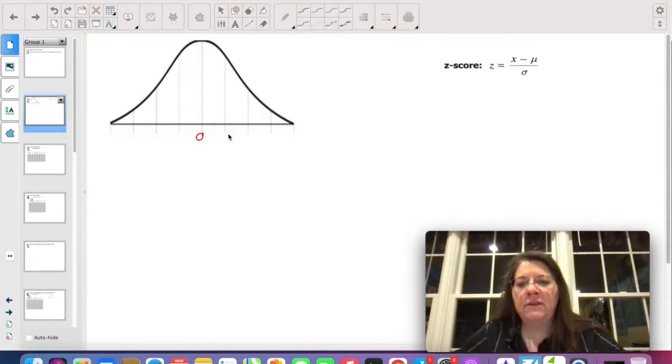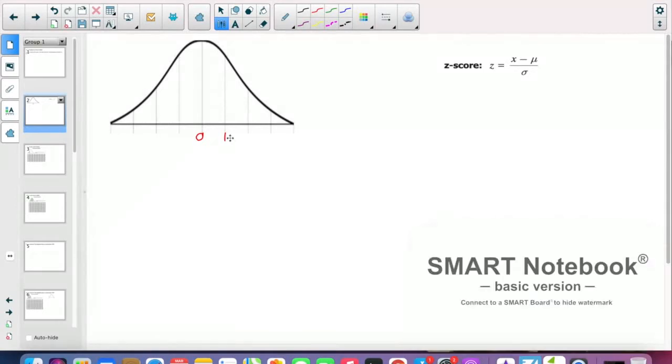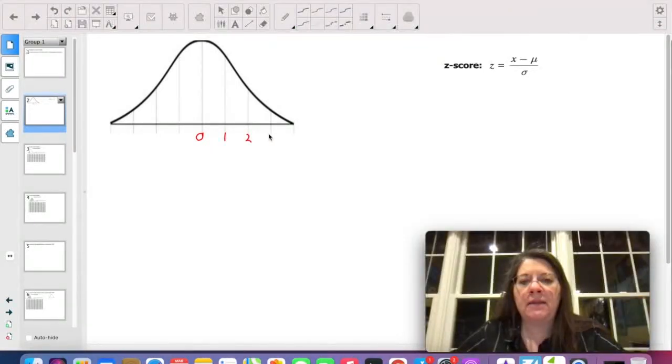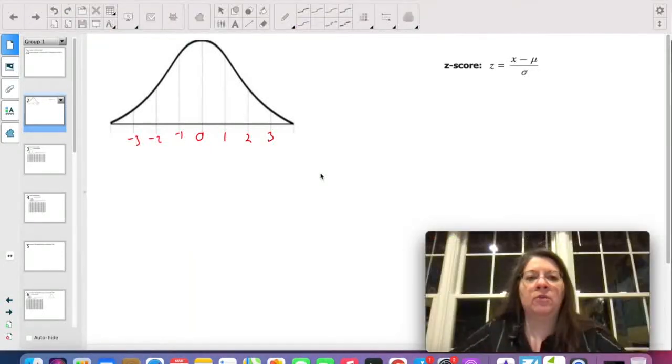Well, 1 standard deviation above the mean gives us a z-score of 1. 2 standard deviations above the mean gives us a z-score of 2. 3 standard deviations above the mean gives us a z-score of 3. And we could go in the opposite direction as well. And then the empirical rule stated 50% of the data is above 0, the mean. 50% of the data will be below the mean of 0.